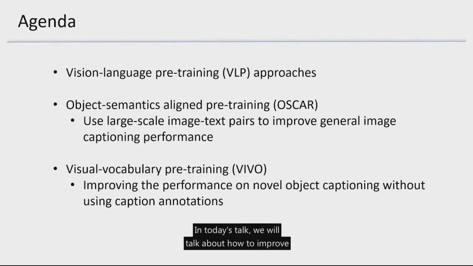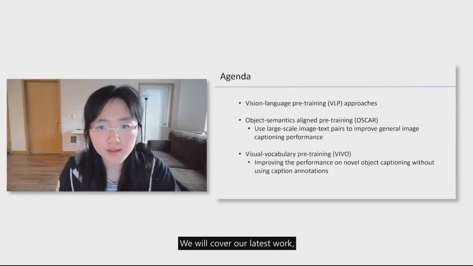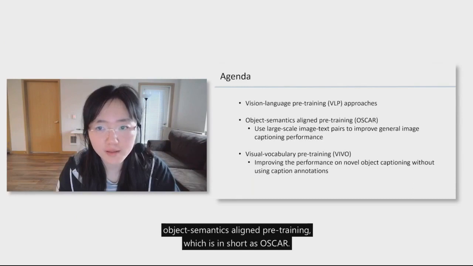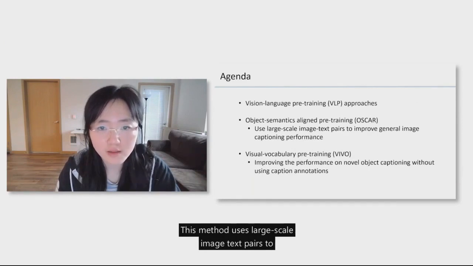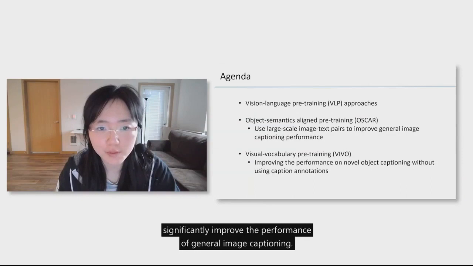In today's talk, we will talk about how to improve the performance of image captioning with recent vision language pretraining approaches. We will cover our latest work, object-semantics aligned pretraining, which is short as OSCAR. This method uses large-scale image-text pairs to significantly improve the performance of general image captioning.